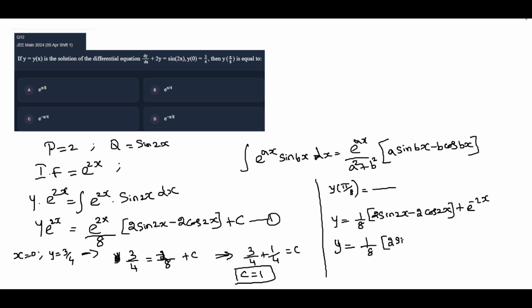2 into sine pi by 2, twice of pi by 8 means pi by 4, minus 2 into cos pi by 4, plus e power minus 2 into pi by 8. So these two terms are cancelled, so 0, so y equal to only e power minus pi by 4, so C is the answer.